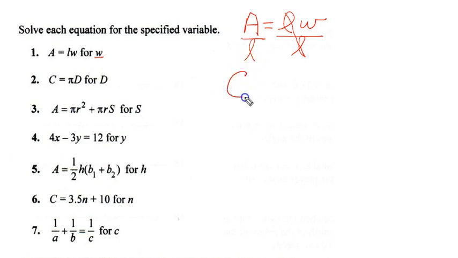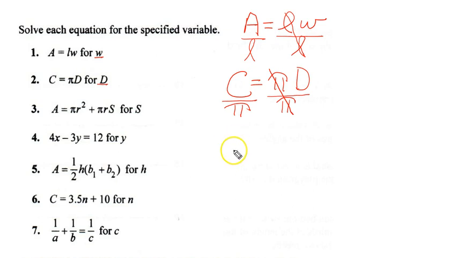Now, for this next one, which is for circumference of a circle, pi times diameter. To solve for diameter, again, the very same thing. We're going to divide both sides by the coefficient of the diameter, pi, and the pi's cancel out.